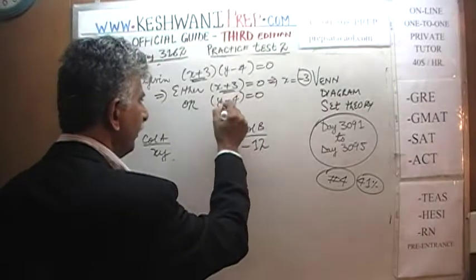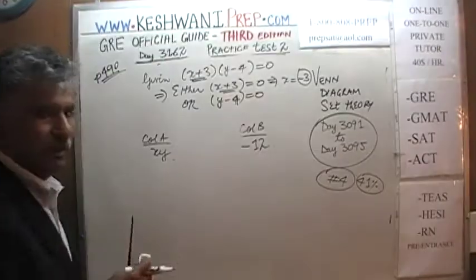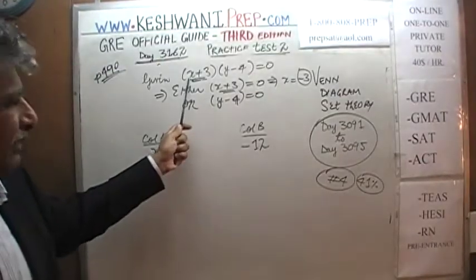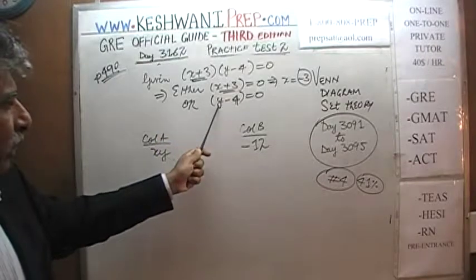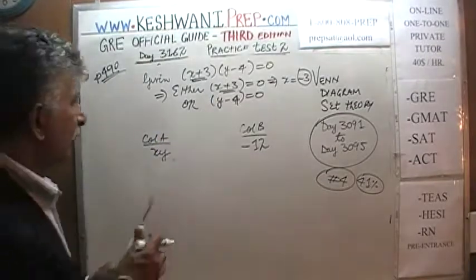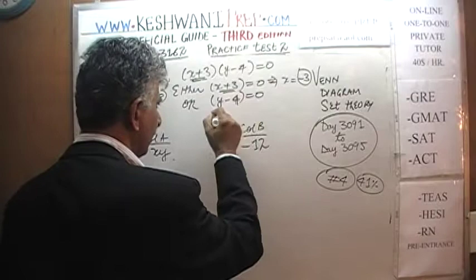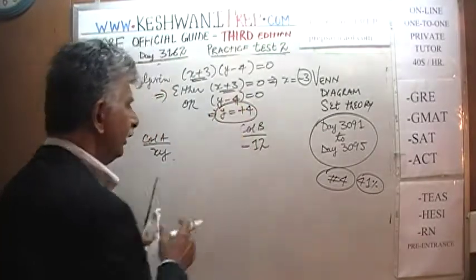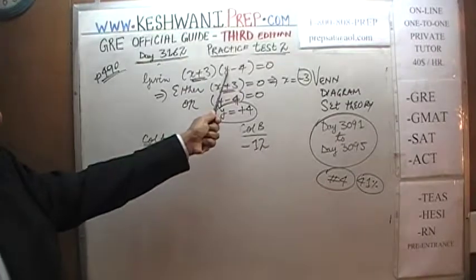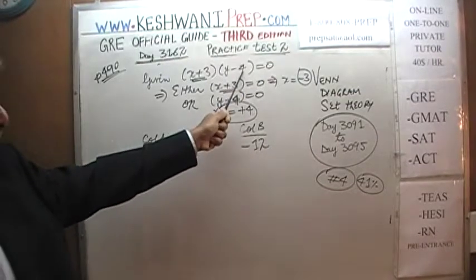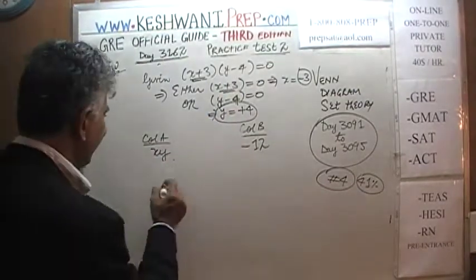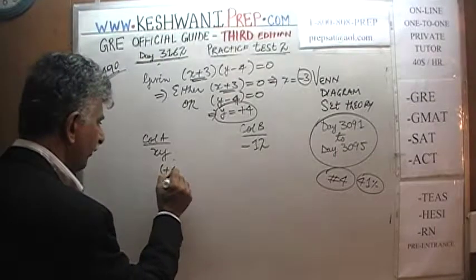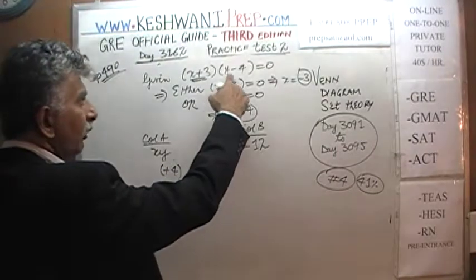if y minus 4 is equal to 0, in which case it makes no difference what x is. X can be anything it wants to be, as long as you tell me that y is equal to 4. Because if y minus 4 is equal to 0, that implies that y is equal to 4. If we put y equal to 4 in this equation here, 4 minus 4 is 0. So in this case, y is positive 4. Did you see? 4 minus 4 would be 0.